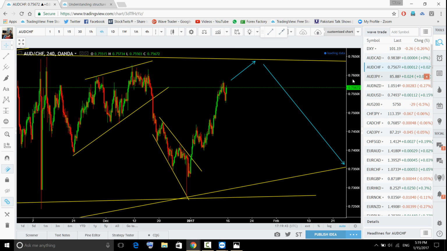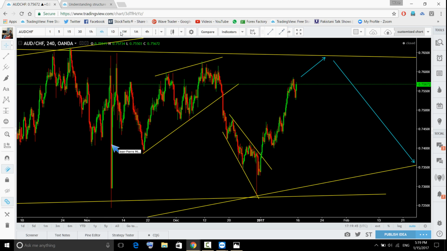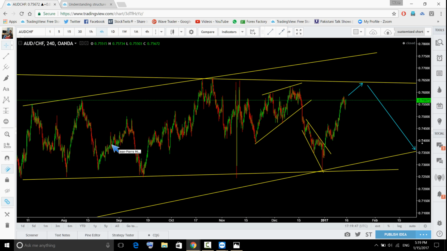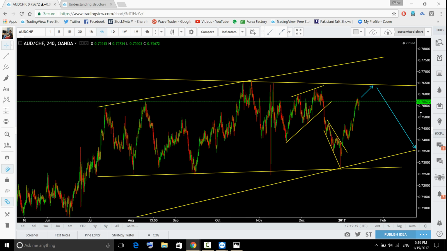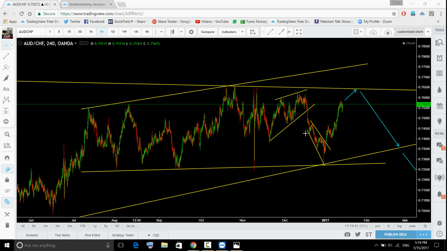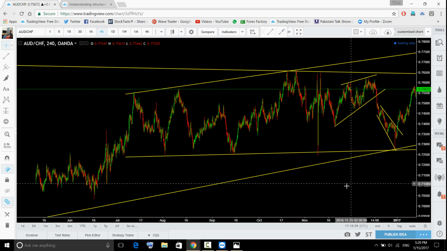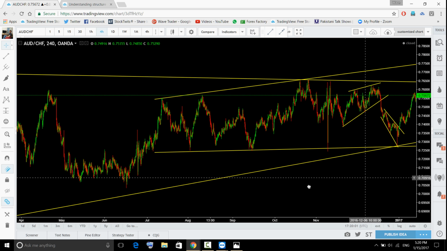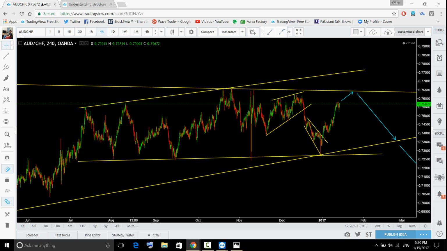Australian dollar and Swiss franc is really easy. There is no confusion about this. It is going to hit the top, and we're going to look for a sell. There is another reversal channel, and there was a trend continuation pattern. We have spoken about that, so there is no confusion. Once price hits the top, look for a sell.